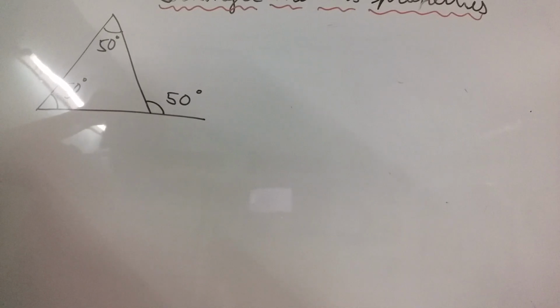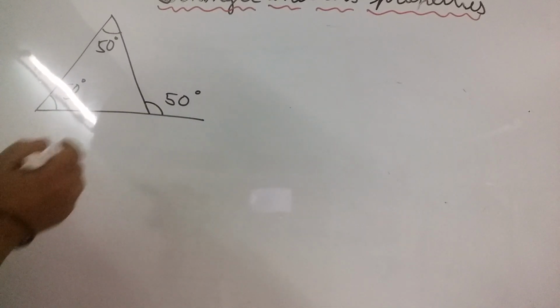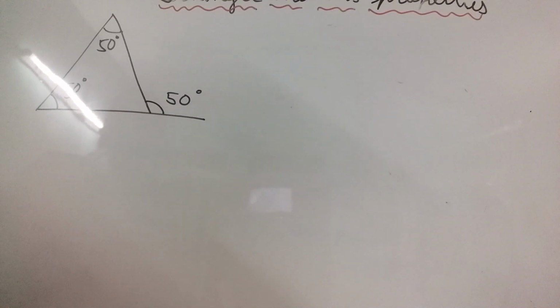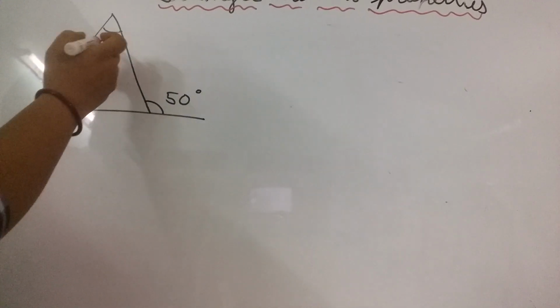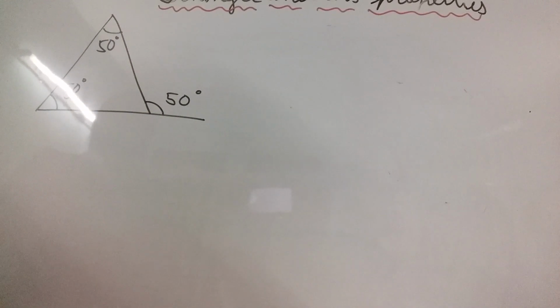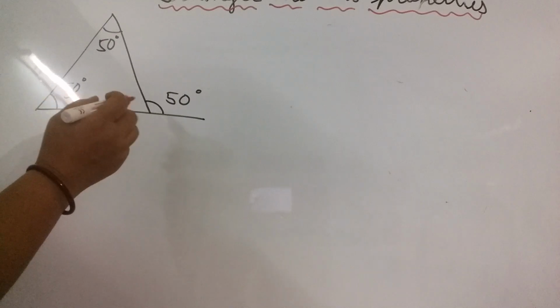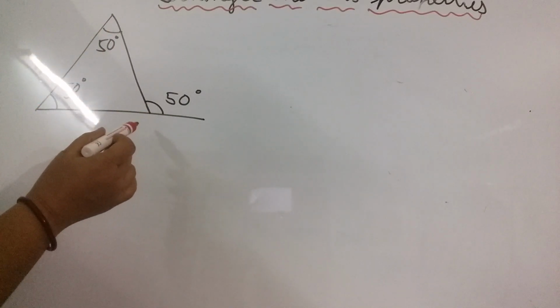If I have drawn a triangle, it shows that its exterior angle is 50 degrees and the opposite interior angles are 50 degrees, 50 degrees. Is something wrong in this diagram? Can you identify what is wrong in this diagram? Look at this diagram carefully.